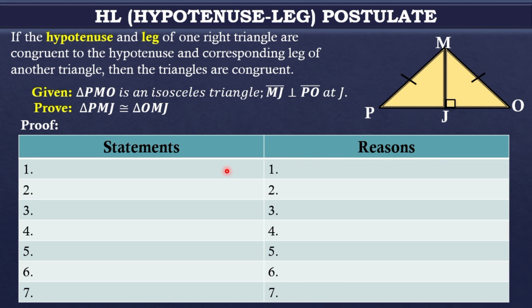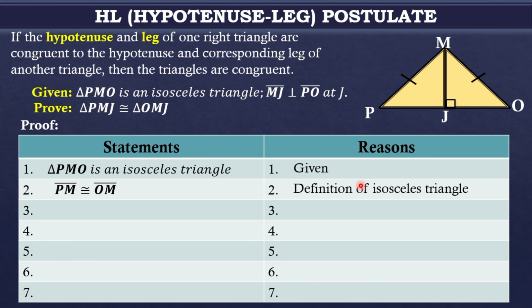So, let us start. Your first statement is triangle PMO is an isosceles triangle. This is your given. Next, based on our given that triangle PMO is isosceles, when we say isosceles, two sides of the triangle are congruent. That's why we have this symbol. So therefore, since it is isosceles, we can say that segment PM is congruent to segment OM, and that is by definition of isosceles triangle.